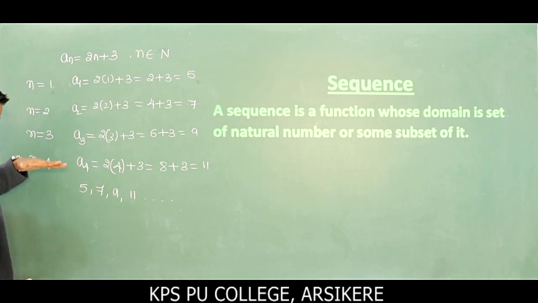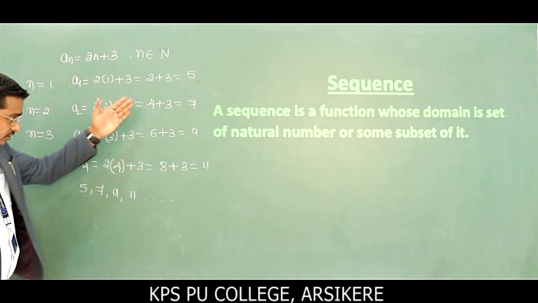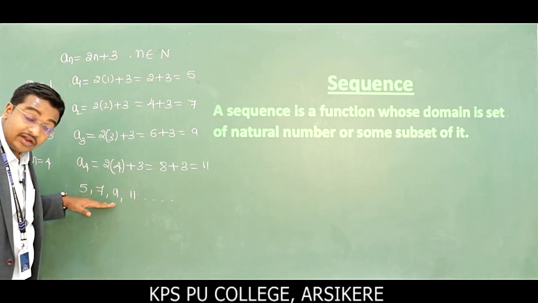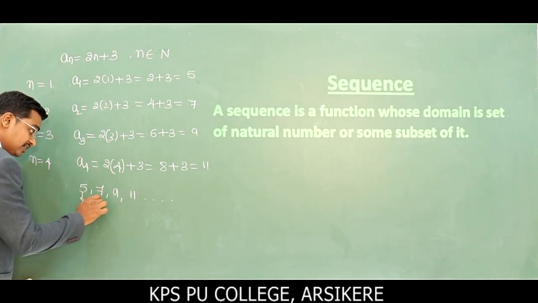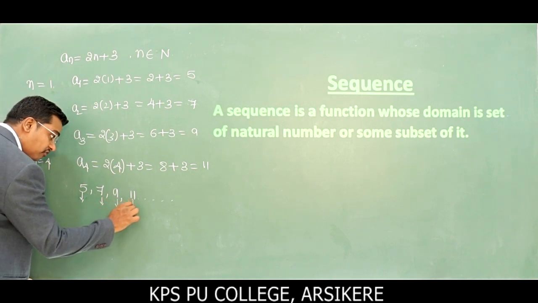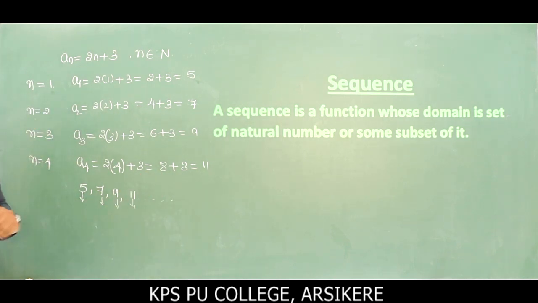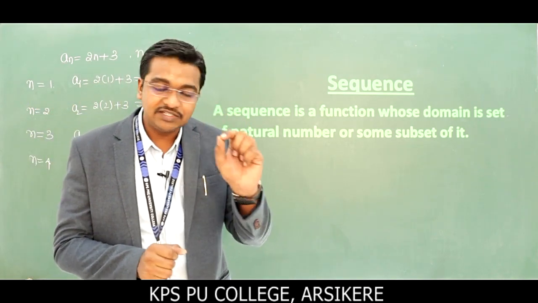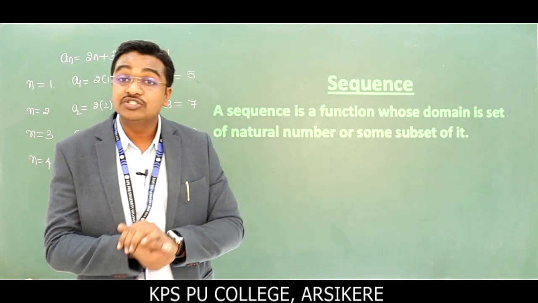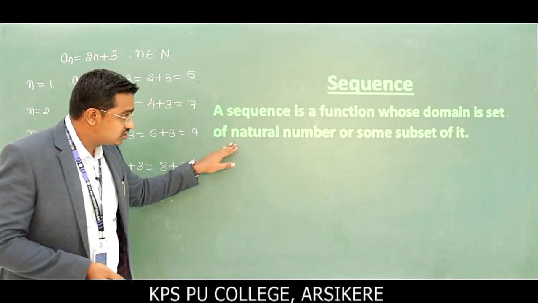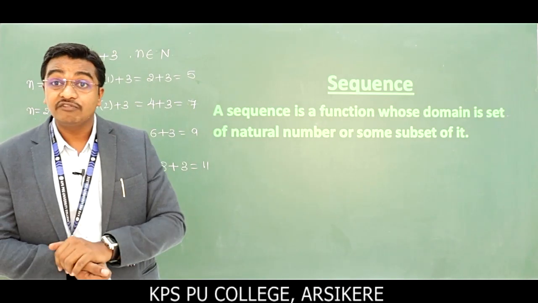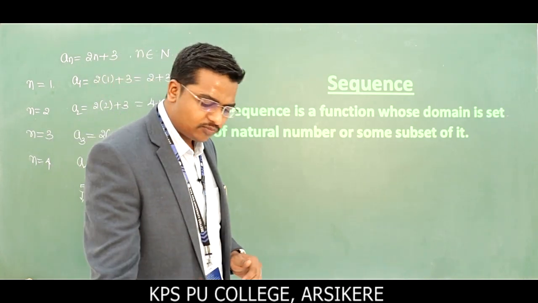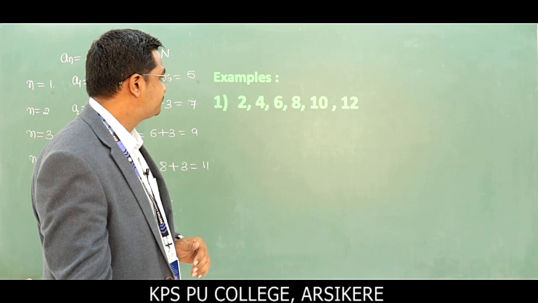Just observe here. This collection is ordered in such a way that it has identified first term, second term, third, fourth, and it is continuous. So this is what we call a sequence. Understood, children? What is a sequence? A sequence is a function whose domain is the set of natural numbers or some subset of it. Take a definition. Now we will discuss examples on these things.